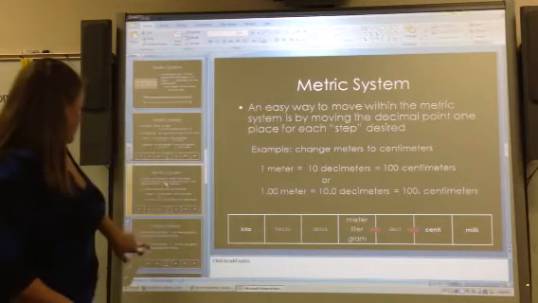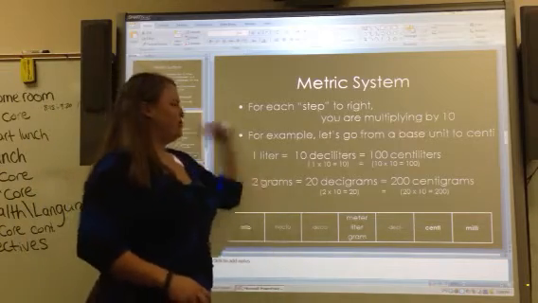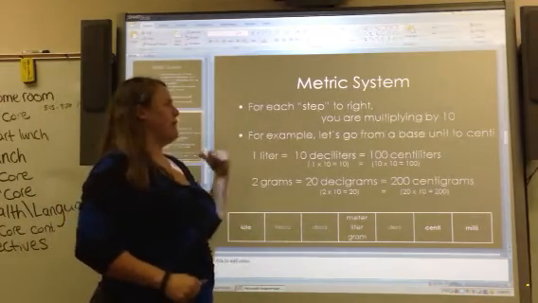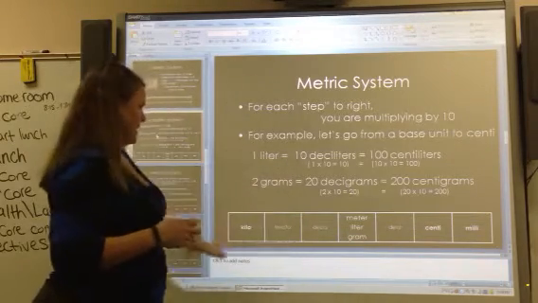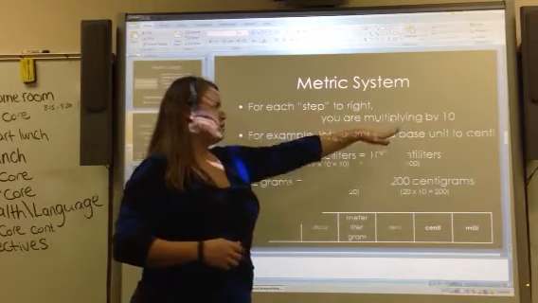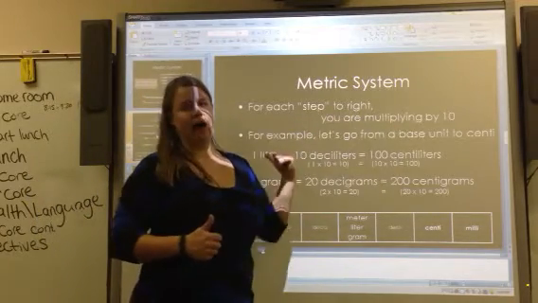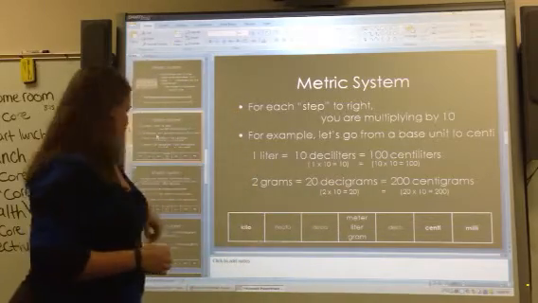On the flip side, if we move to the left, you're going to be dividing by 10. Make sure you write that down, I don't have it on the slide. Moving to the right, you multiply. Move to the left, you divide. Divide by 10 every step you take going left.